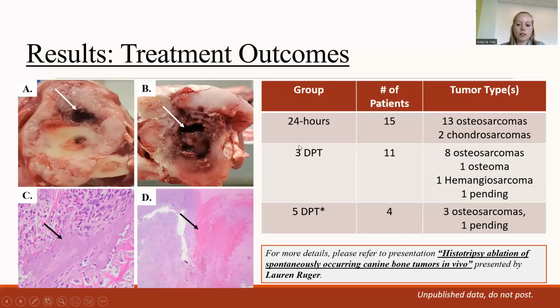Currently, of the 30 enrolled patients, 24 have been diagnosed with osteosarcoma. Regardless of bone tumor type, in all patients that were treated, a successful ablation was achieved with histotripsy treatment, which can grossly be identified in images such as in images A and B. We also observed microscopic changes in ablated tumor tissue, mainly loss of cellular architecture and hemorrhage, as depicted in C and D respectively. Please refer to the previously mentioned presentation for more details on ablative outcomes.